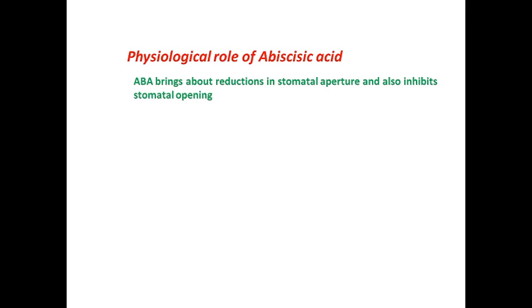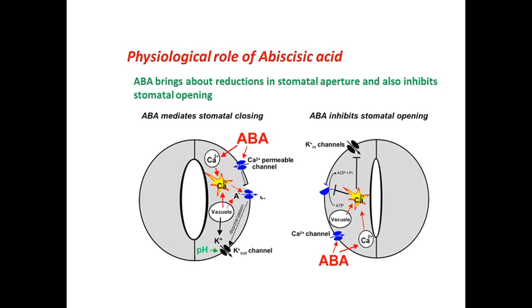So coming to the physiological role of abscisic acid. First of all, abscisic acid brings about stomatal closing, or you can say it inhibits stomatal opening. How does it do so? When the abscisic acid concentration is high in the leaves, it makes the vacuoles and other organelles of the guard cells release calcium. As a result, this calcium gets accumulated in the guard cells.